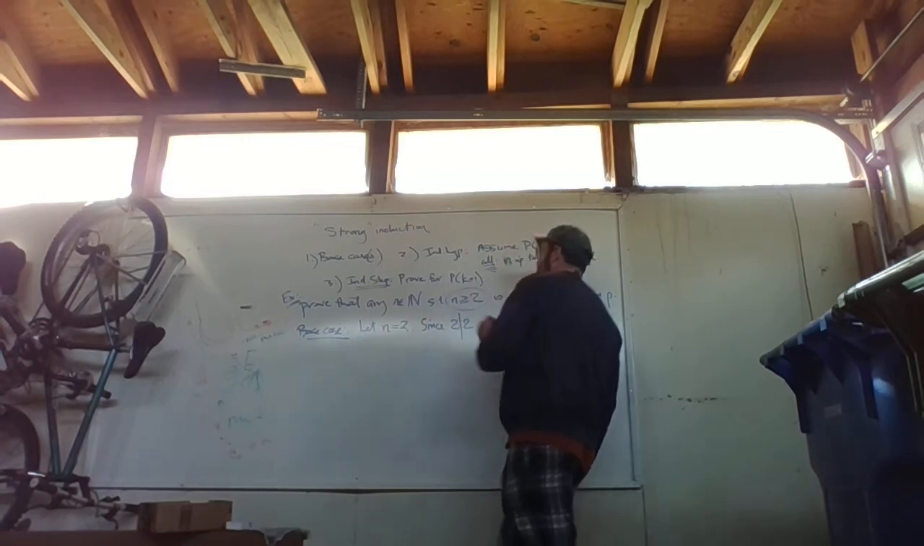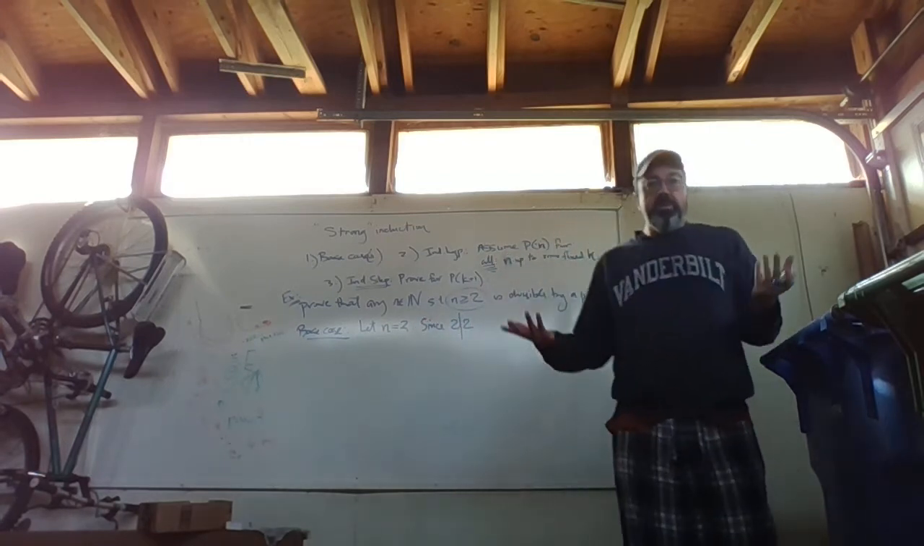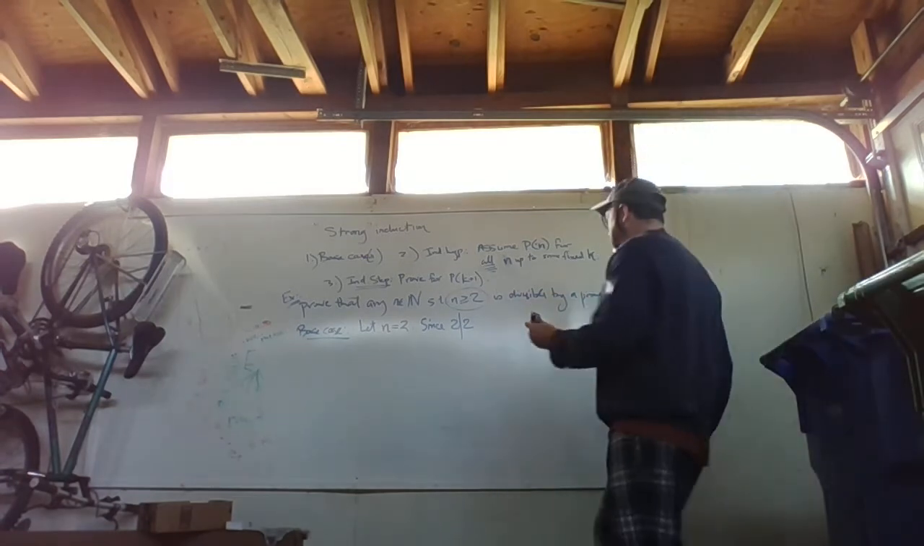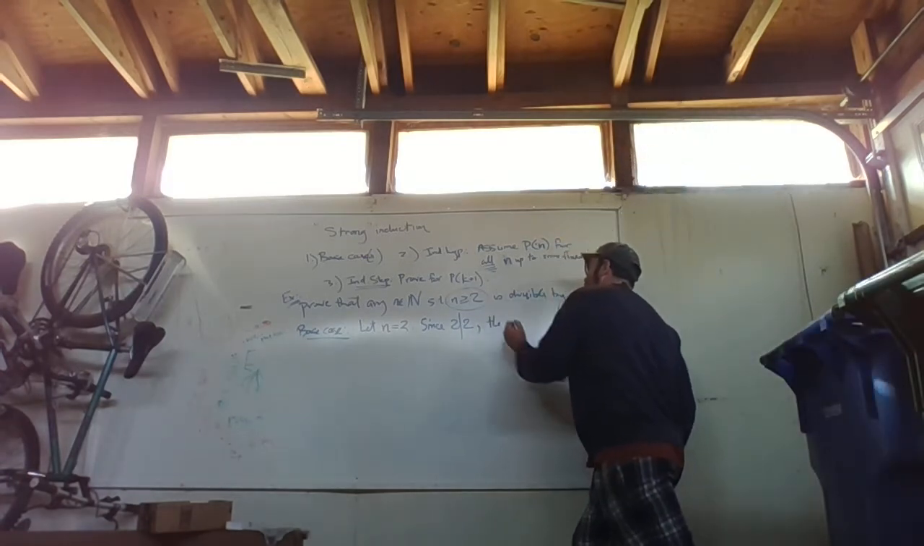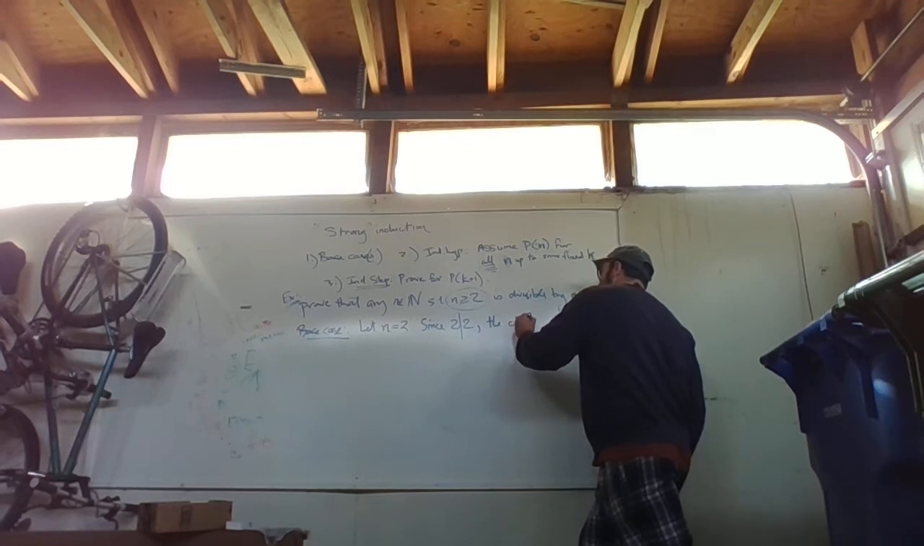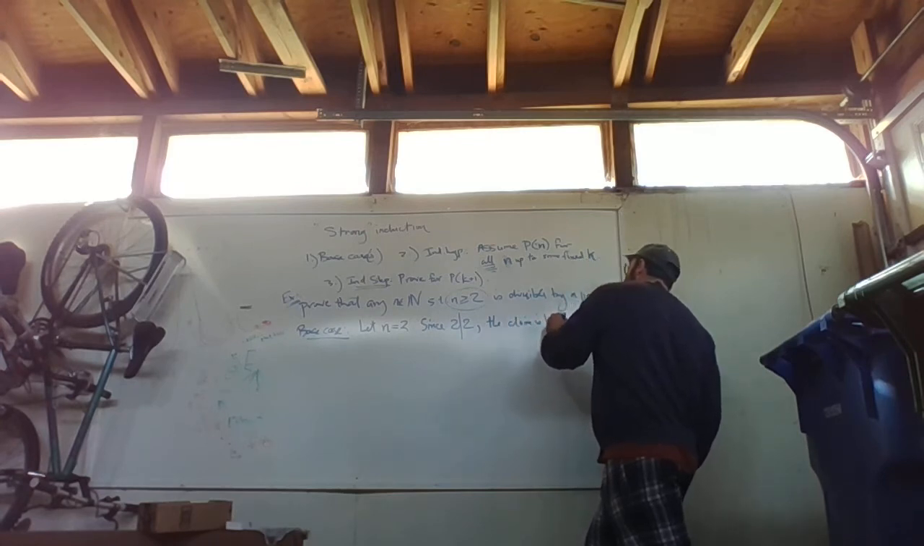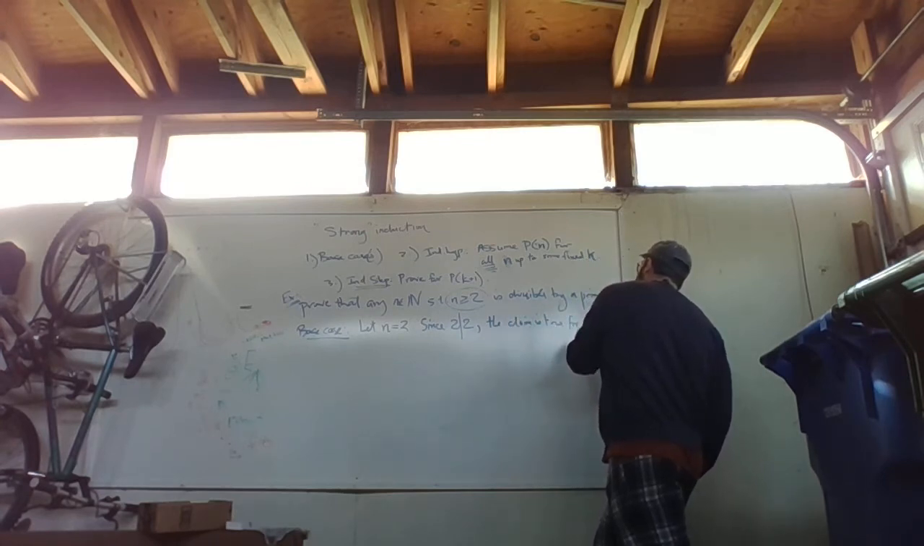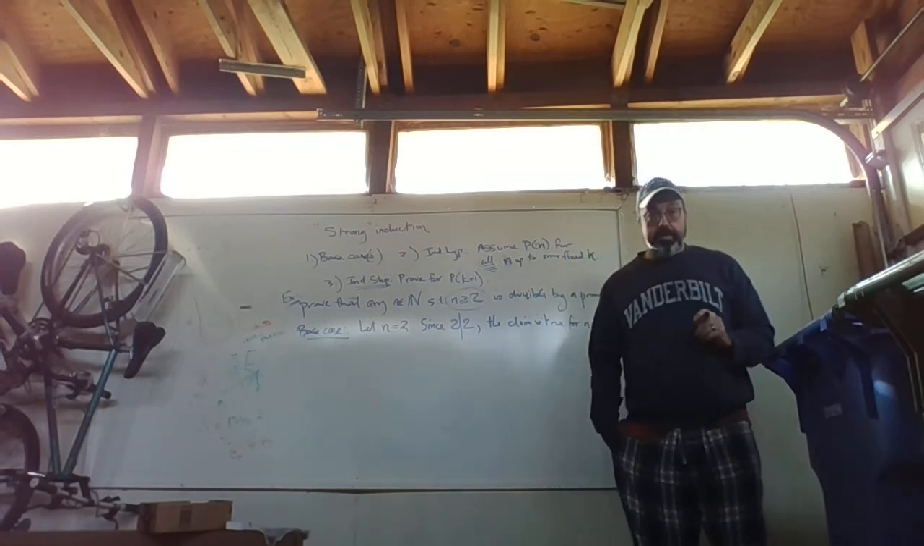Of course, 2 divides 2. 2 is a prime number. 2 divides itself. Since 2 divides 2, the claim is true for n equals 2. And we've established our base case.